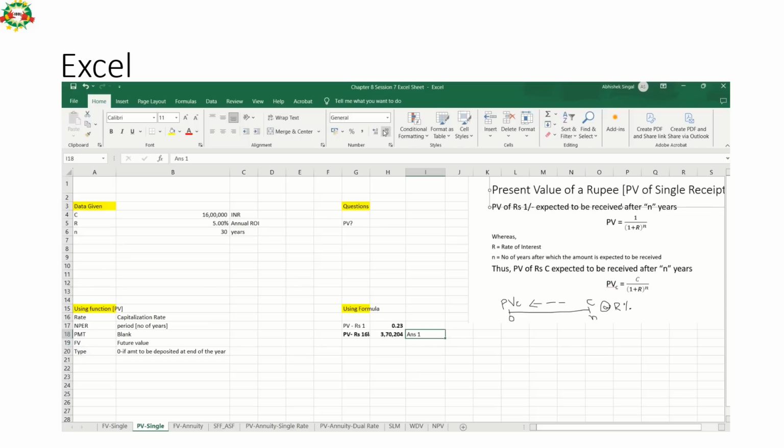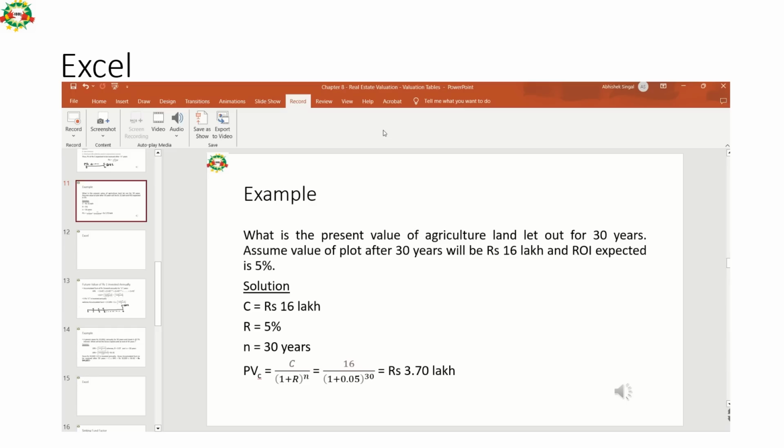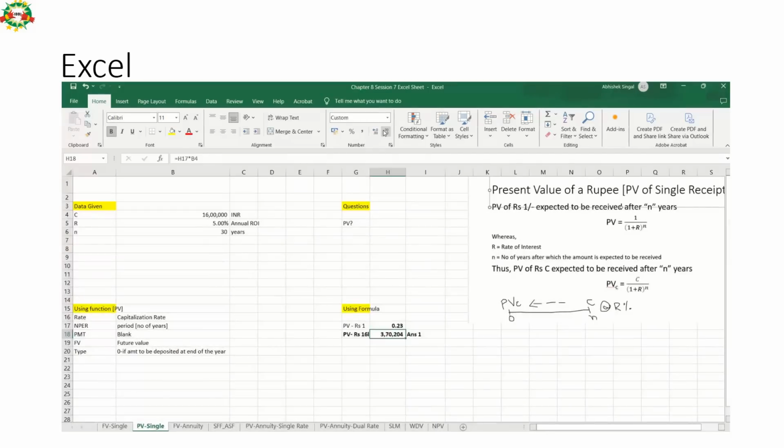Answer 1. So you see 370. Here also 370. Let us directly calculate this amount. PV, rupees 16 lakh.